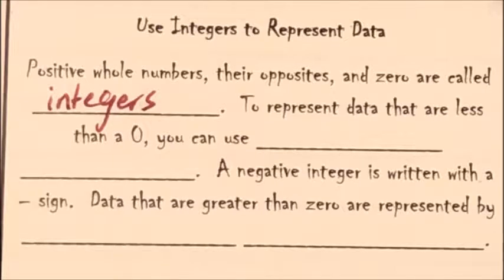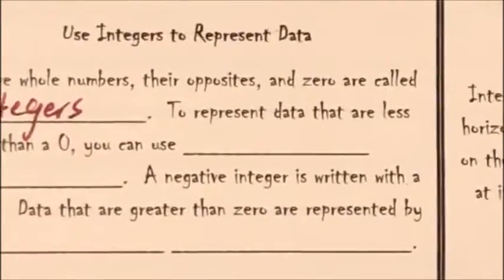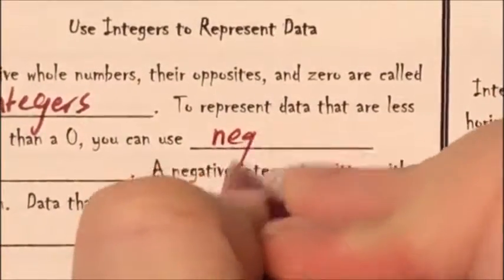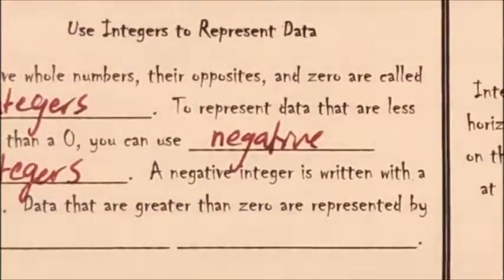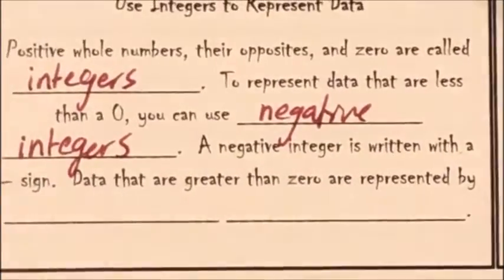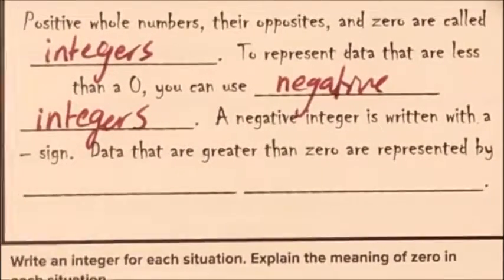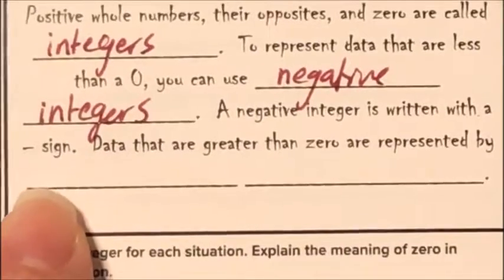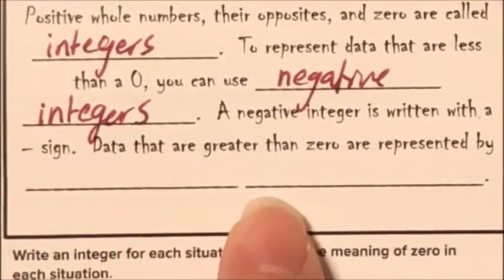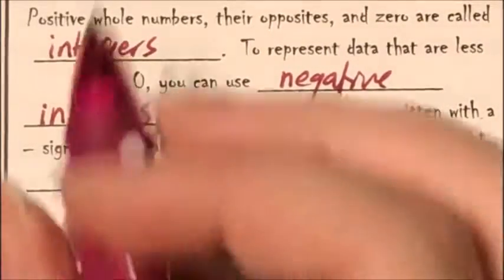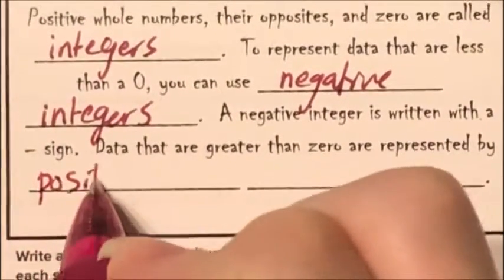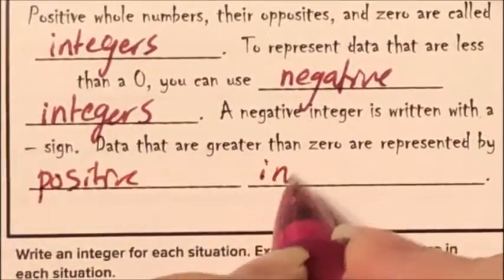To represent data that are less than 0, you can use negative integers. A negative integer is written with a minus sign out in front. Data that are greater than 0 are represented by positive integers.